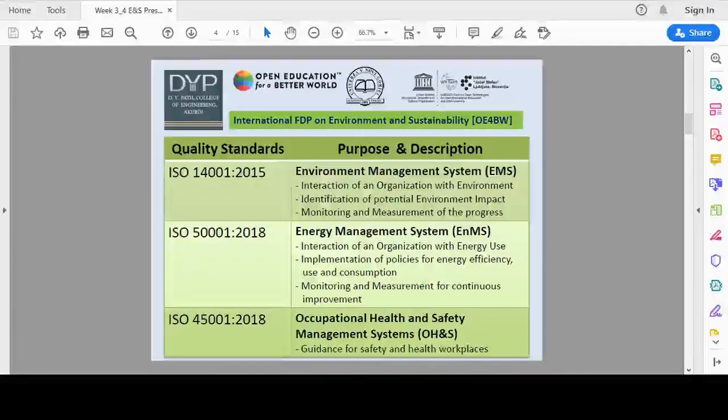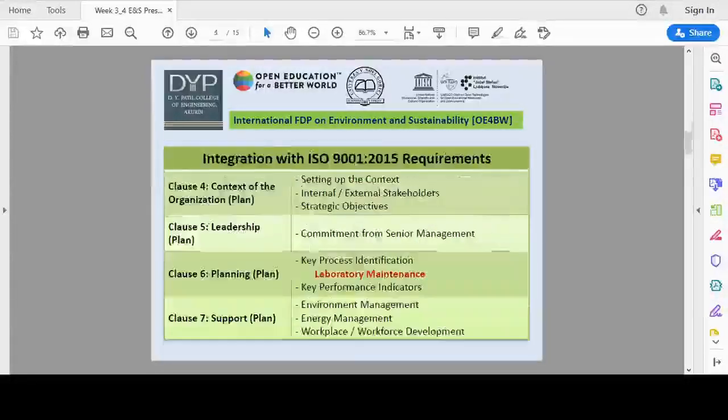ISO 50001:2018 is for energy management system. It measures how an organization uses its renewable and non-renewable energy. It helps the organization to implement various policies for energy efficiency, use and consumption. This data is continuously monitored and measured and helps continuous improvement for the organization. ISO 45000:2018 gives guidelines for safety and health measures that need to be given for a worker and for his workplace.